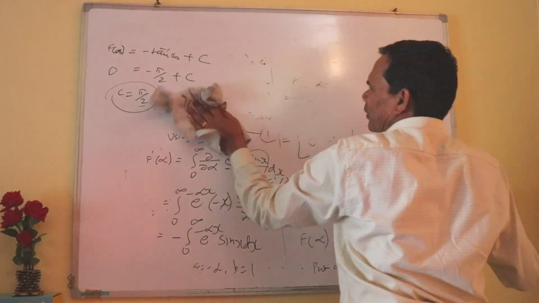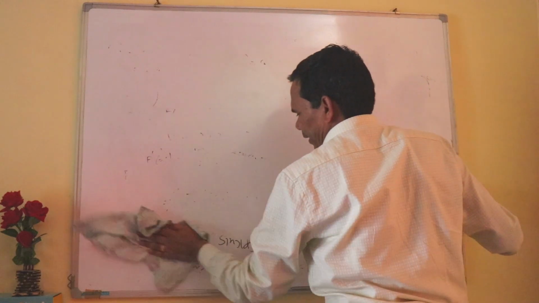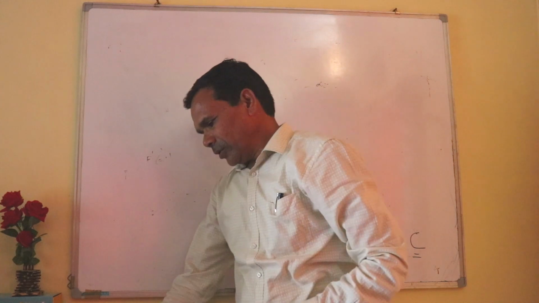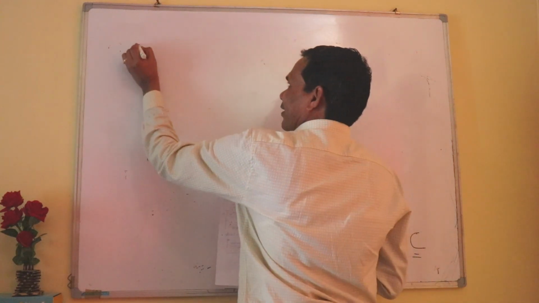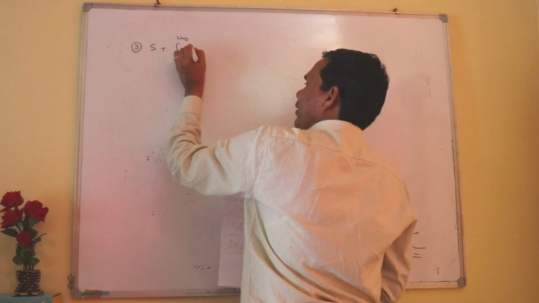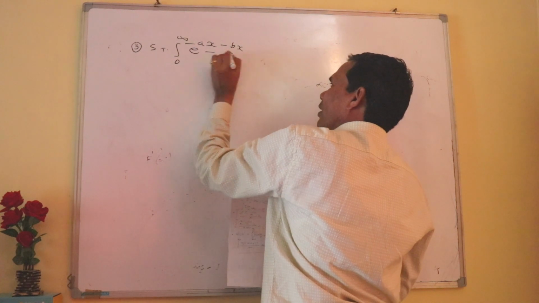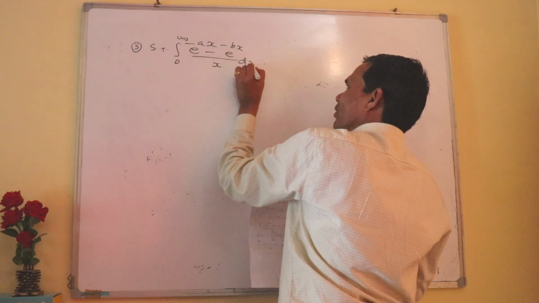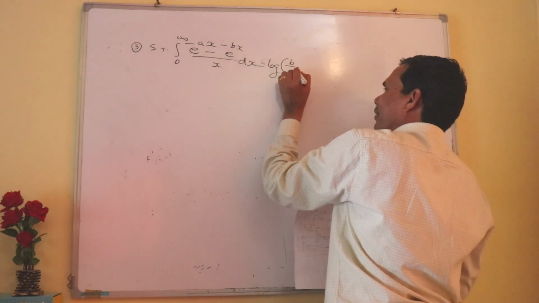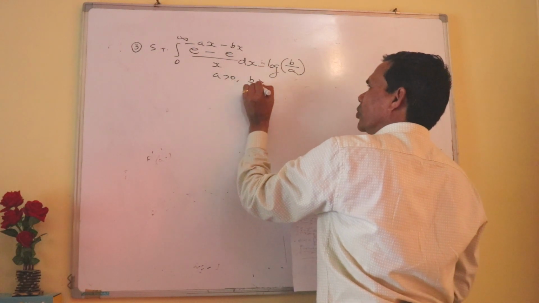So this is the way we can find the value of the integrals. We go for the next example. Show that integral 0 to infinity e raised to minus ax minus e raised to minus bx upon x dx is equal to log of b upon a, where a is greater than 0, b is greater than 0.